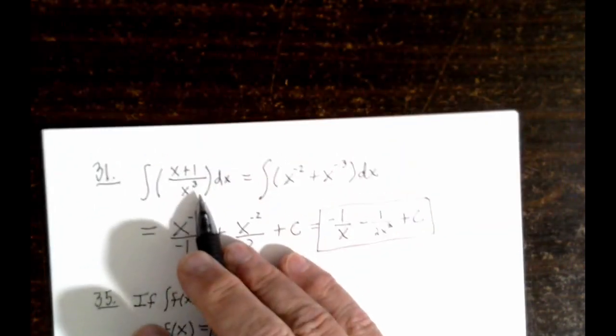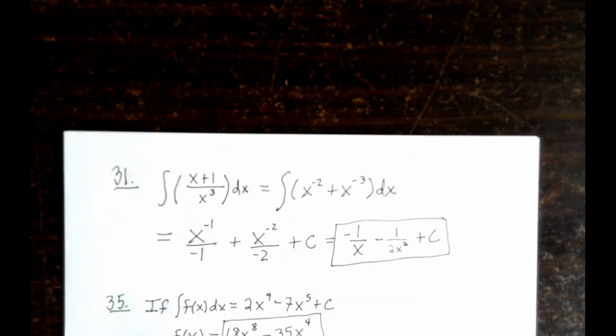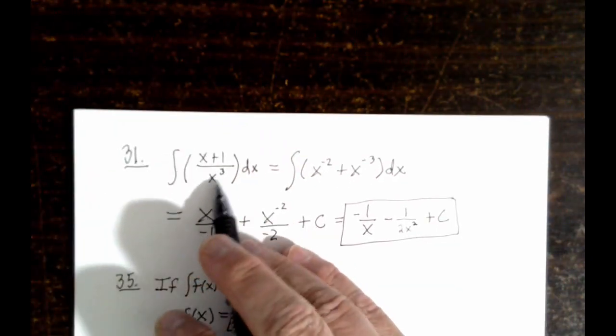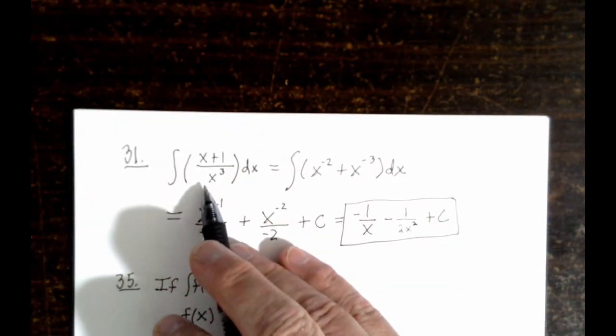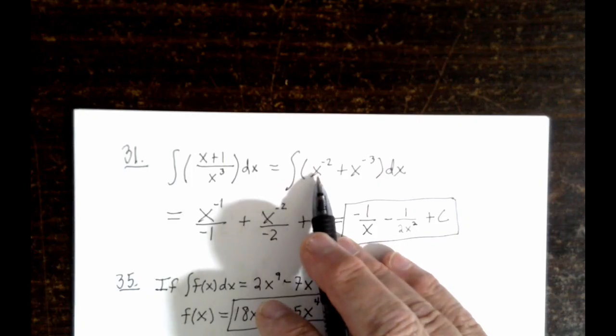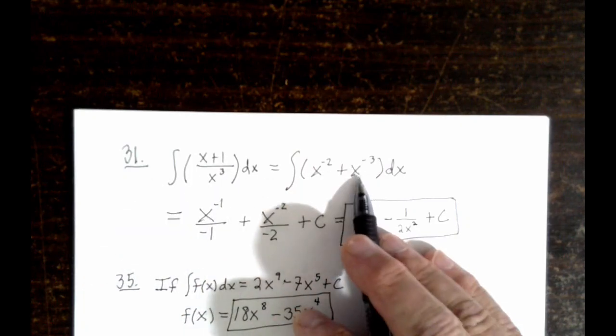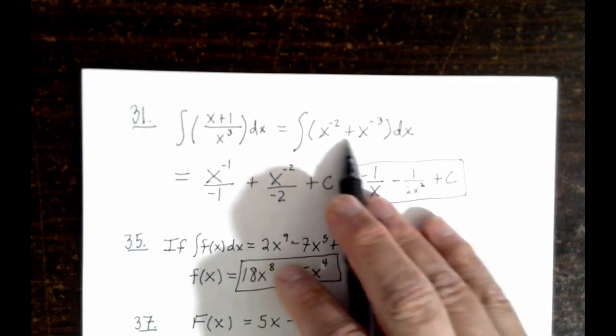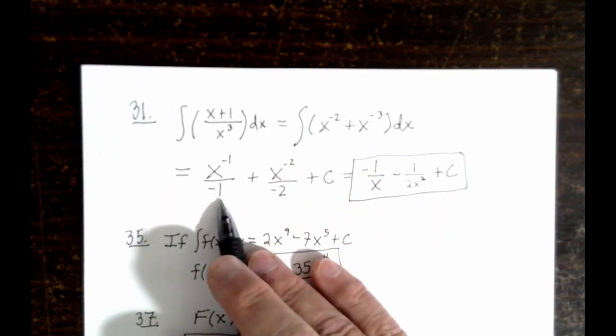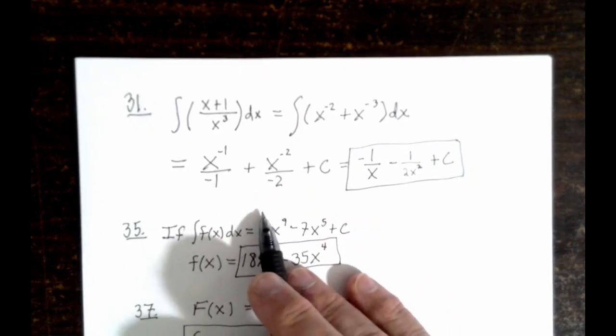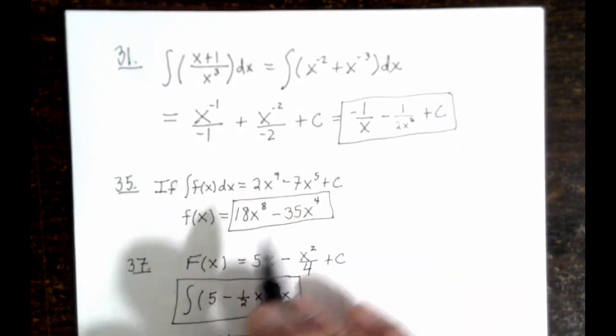31. This one, if you break it up into two separate fractions, you get x over x cubed, which is really 1 over x squared. And 1 over x squared is x to the negative 2. Then here you get 1 over x cubed, which is really x to the negative 3. And now when you integrate both those, you add 1 to the exponent and divide by that new exponent. And you simplify it, you get here.